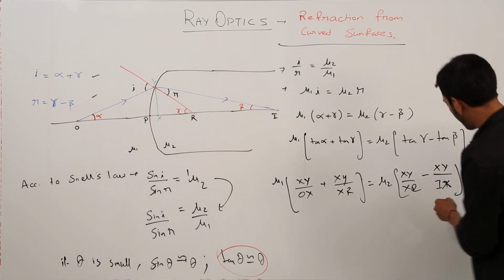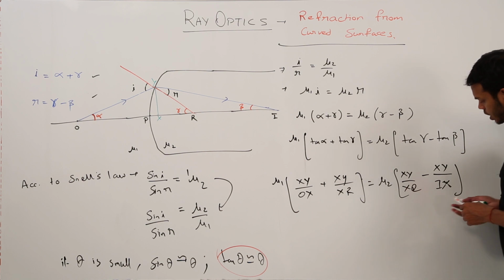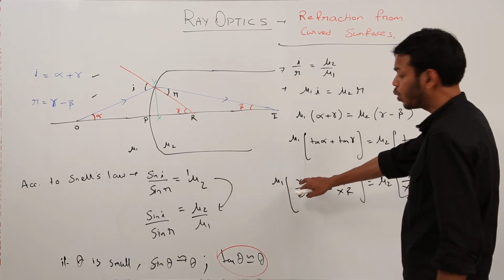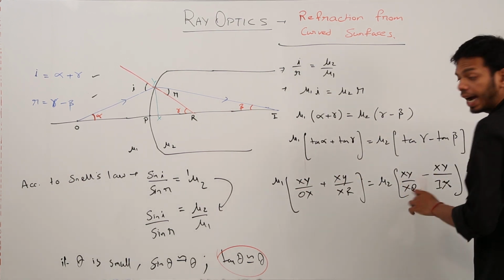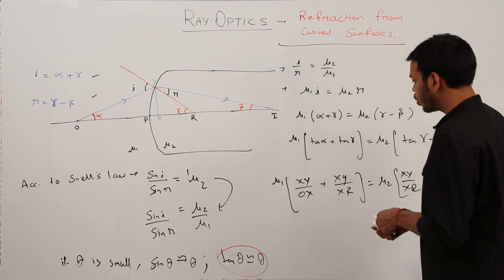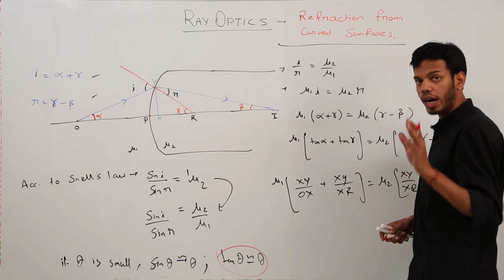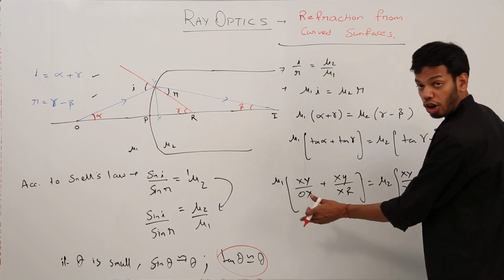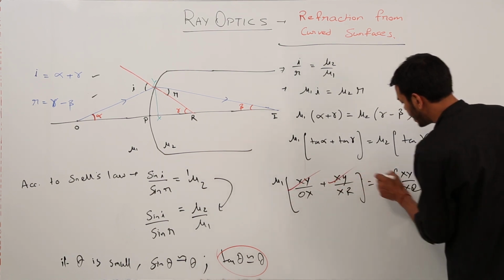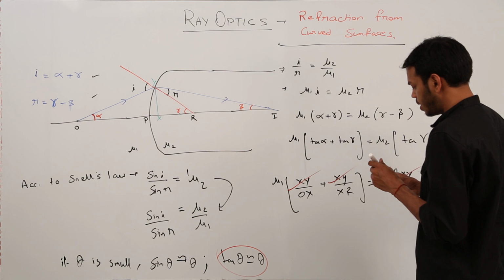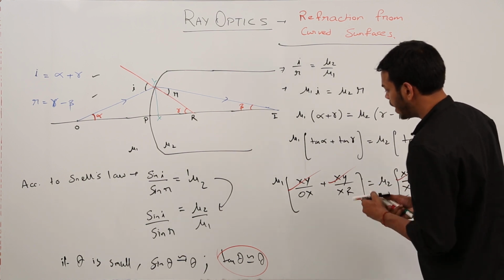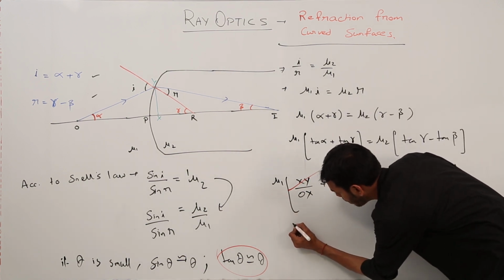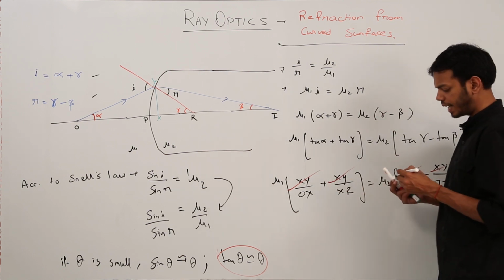Now after this, what is the next step? You can take XY common and cancel it out from each side, right? So I'm doing it right here, so that you write it in the next step: take out XY common and cancel out. I'll save one step. Now what are we left with? We are left with this mu 1. Okay, I'll not write this equation right now.